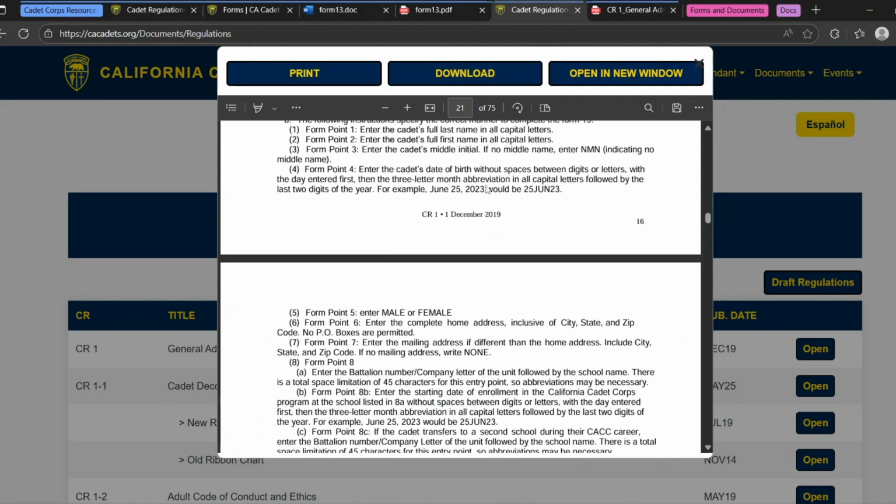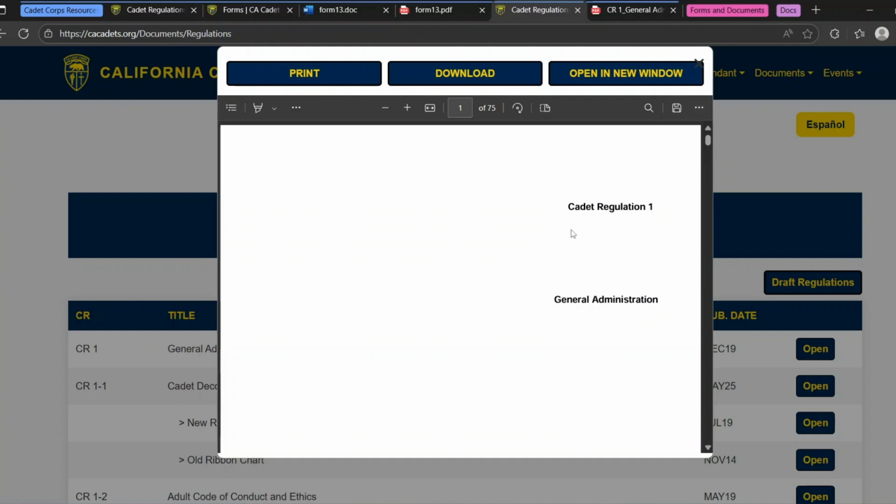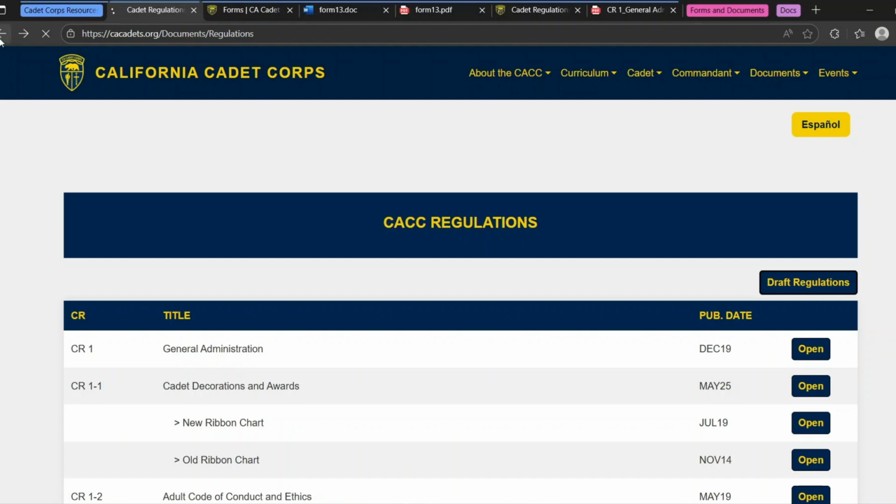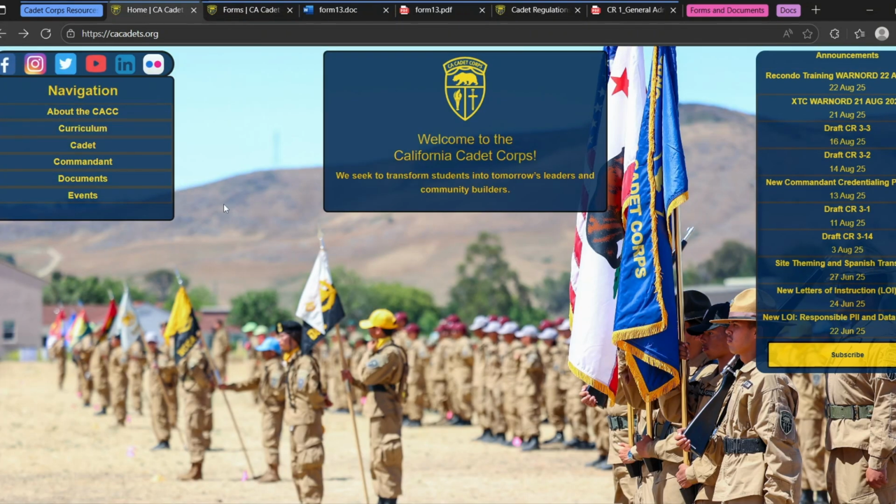And in your regulations, you can open up CR 1, which is general administration, and it has everything you need to know as far as Form 13s and 201 files and everything you need to find there.